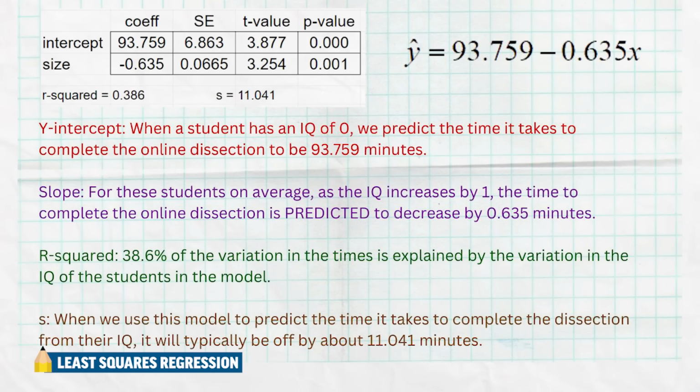Now, the R-squared value we see here is actually pretty darn weak. It tells us that about 38.6% of the variation in times is actually explained by the variation in IQ. That's a pretty weak connection, showing that they're not very strong.